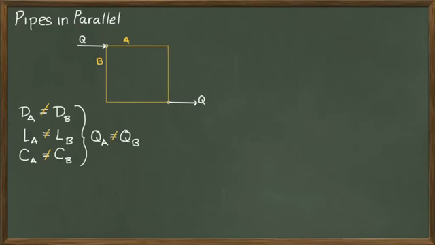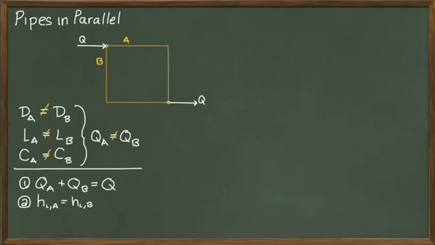The first tool that we have to find a solution is conservation of mass. In other words, the sum of the flow rates in both pipelines is equal to the Q that entered the system. The second tool we have is conservation of energy. We express this as the head loss in pipe A being equal to the head loss in pipe B. In other words, the amount of energy lost in pipe A, regardless of the diameter, roughness, or length of pipe A, is going to be the same as the head loss in pipe B.